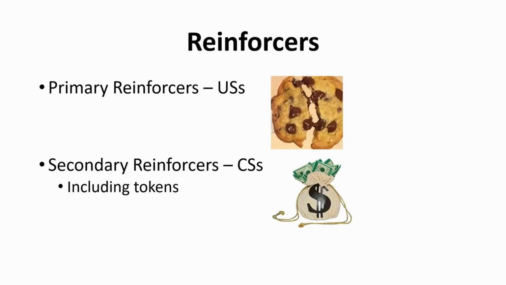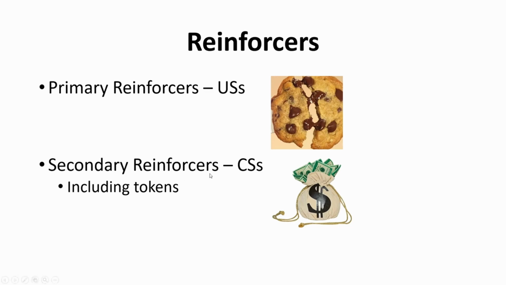So with that out of the way, let's start by talking about reinforcers, and specifically different kinds of reinforcers. We've already kind of covered some of this, where we have primary reinforcers and secondary reinforcers. Our primary reinforcers are our USs, or unconditioned stimuli, things that are naturally reinforcing, things like getting food, and I apologize for all the cookie cravings you might have now.